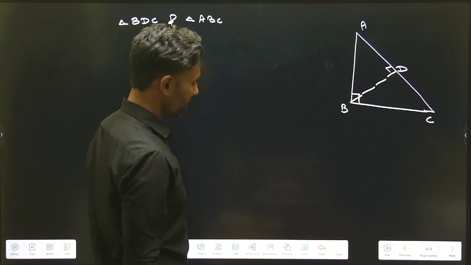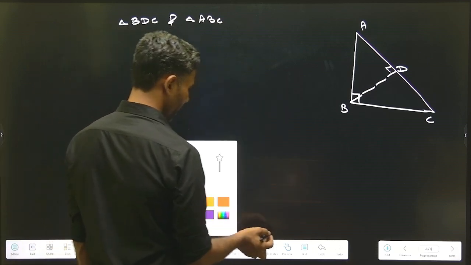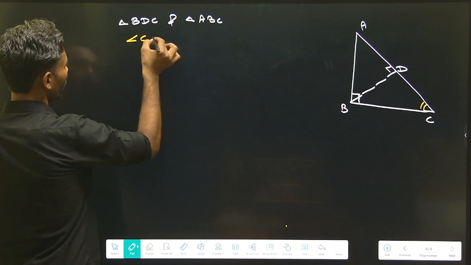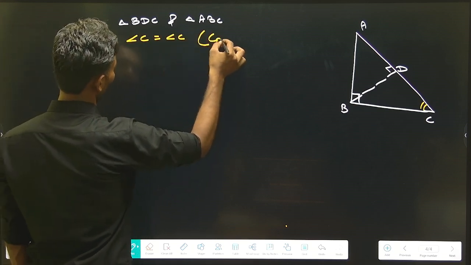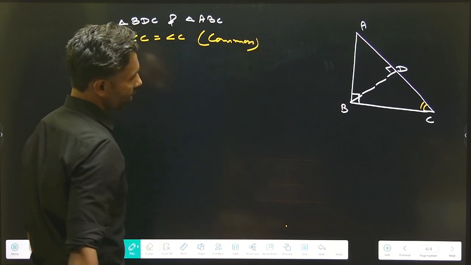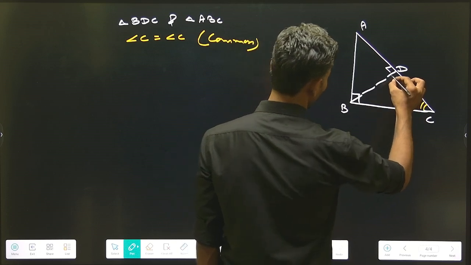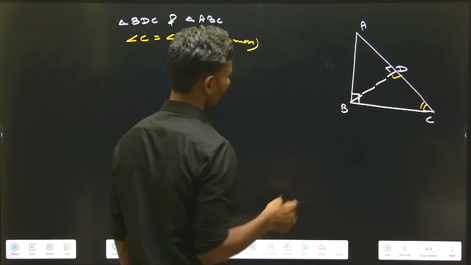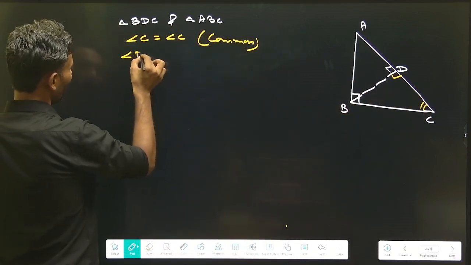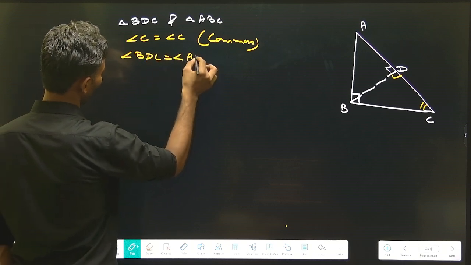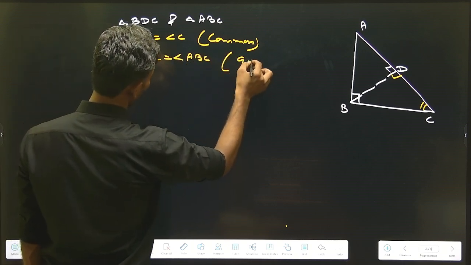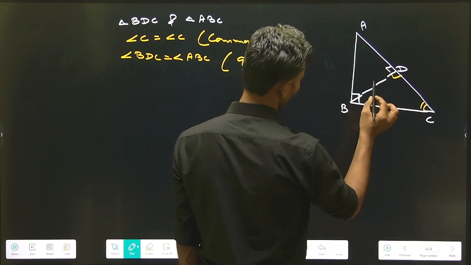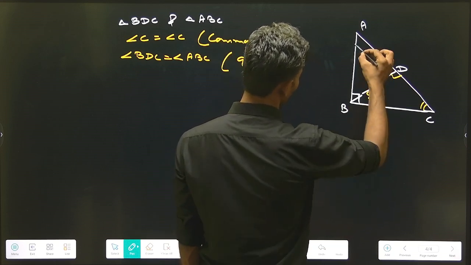Now this time we can say, students, that angle C will be the common angle for both the triangles. So angle C equals angle C, common angles. Now we can say that angle BDC will be equal to angle ABC. Why equal? Each angle is equal to 90 degrees. Now the third remaining angle will automatically be equal.